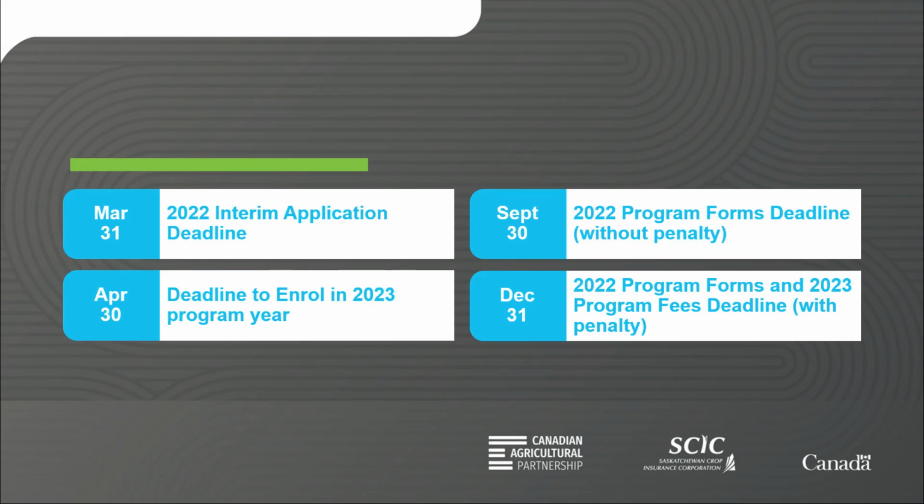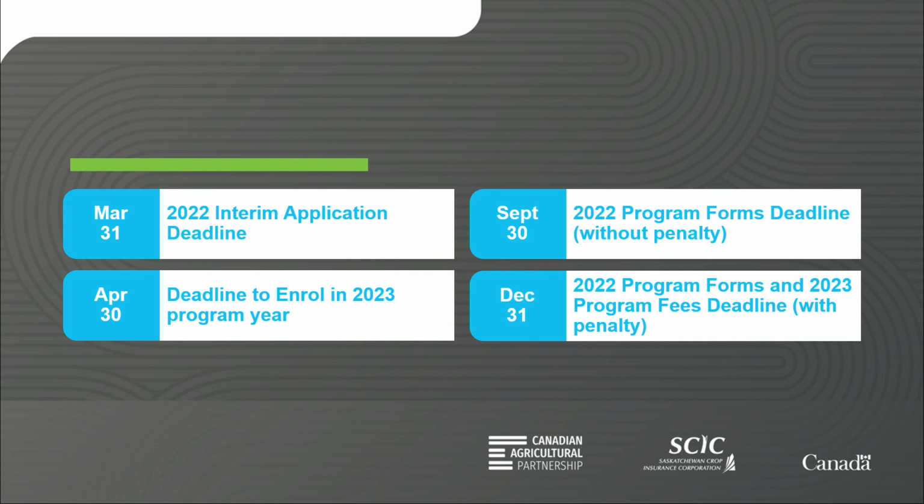To highlight some of the deadlines for the AgriStability program, the first one is March 31st. Again, that's the 2022 interim application deadline. April 30th is the deadline to enroll for the 2023 program year. It's as simple as calling our toll-free number or your local SCIC office and requesting to participate in the 2023 program year. We'll take a little bit of information from you and get you set up and into the system, and we will generate and mail you an enrollment notice for the 2023 program year.